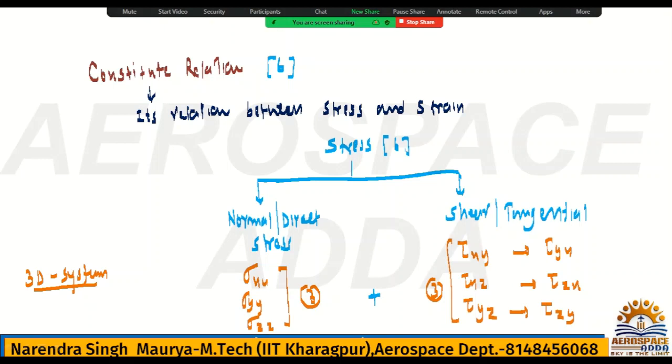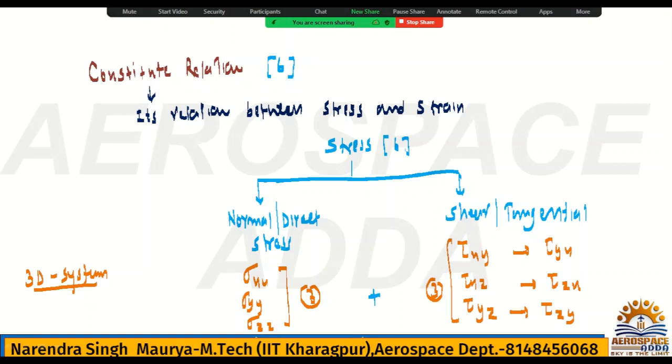That's the point. There should not be any confusion. Just like strain, we have 6 stresses also. Considering complementary stresses, tau xy and tau yx count as 2, tau xz and tau zx again 2, so 2 plus 2 is 4, then tau yz and tau zy, 2 plus 2 is 6.